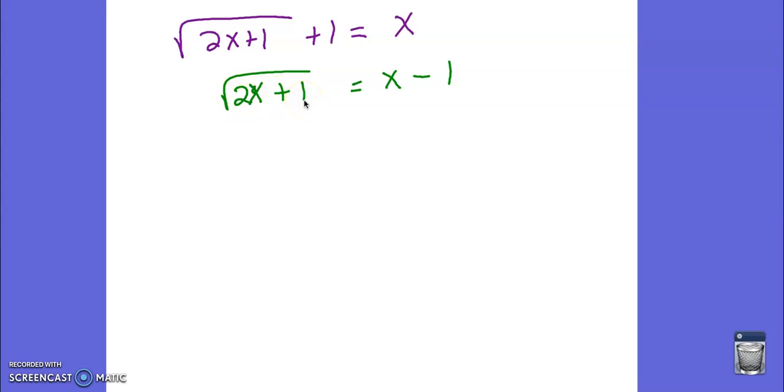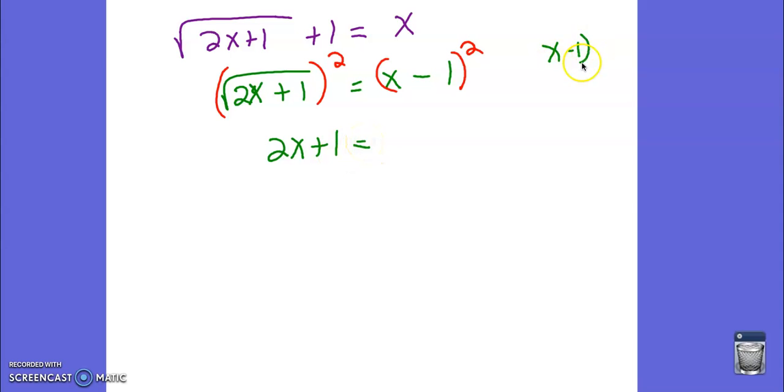Now we're going to square both sides. So we're literally going to square this side, and we're going to square this side. So this side, the square root and the square cancel. Here, you're literally going to FOIL this. x minus 1, x minus 1, and you're going to FOIL it. So that's going to give us x squared minus 2x plus 1.